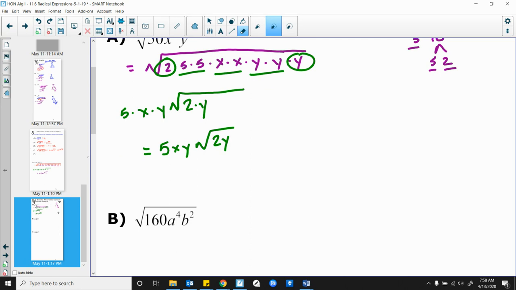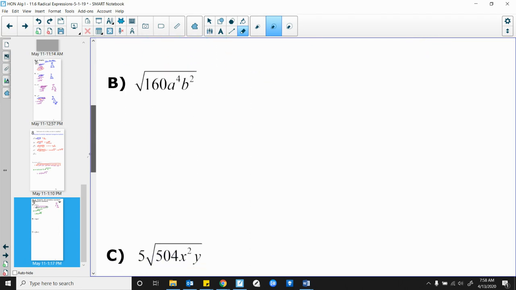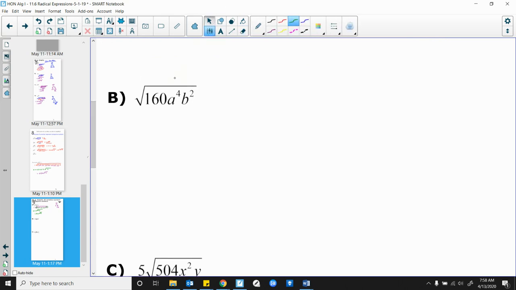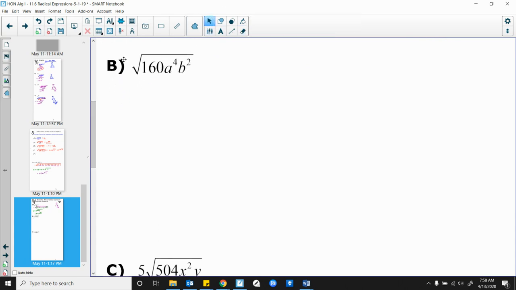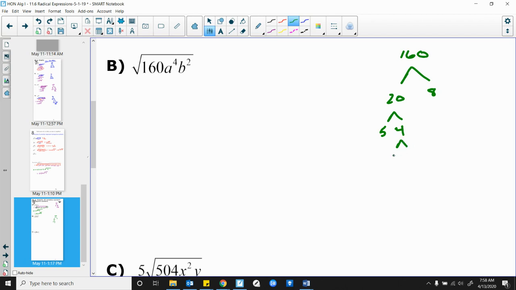Okay, 2 more. Same thing here. We've got 160. So let's start with that. How can we multiply to get that? We can go with 20. And what would that be? 20 and 8? Yep, 20 and 8. And then we'll do 5 and 4 for 20, and 2 and 2. And then we'll do 4 and 2, and 2 and 2. Prime, prime, prime, prime, prime, prime.